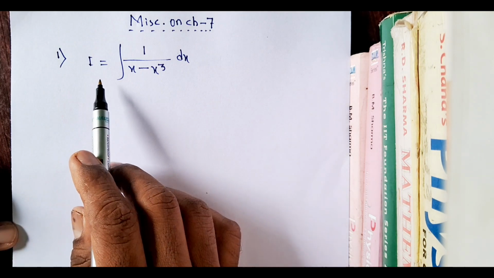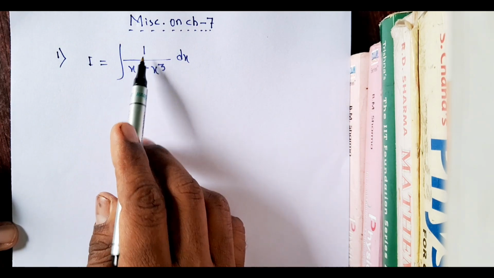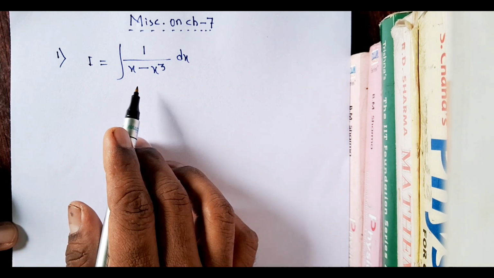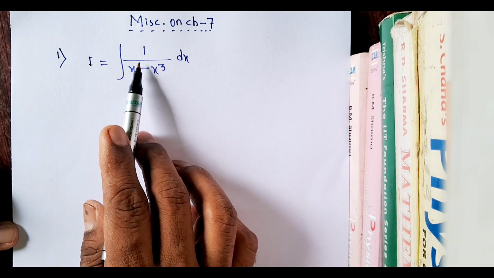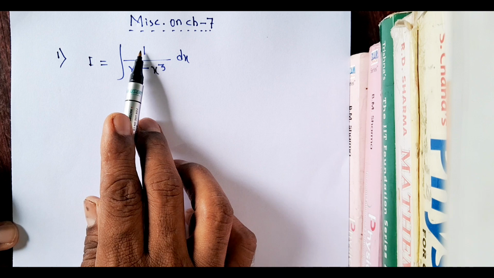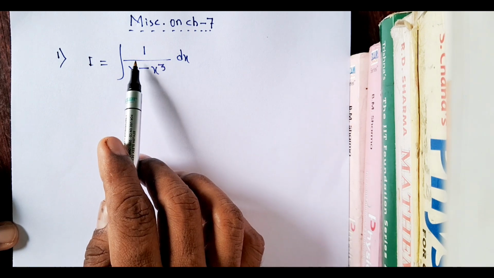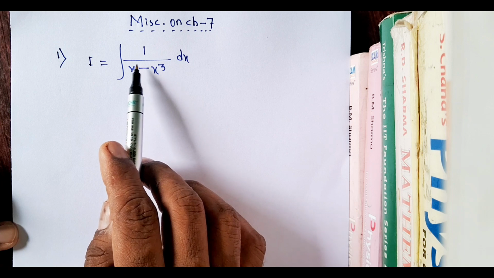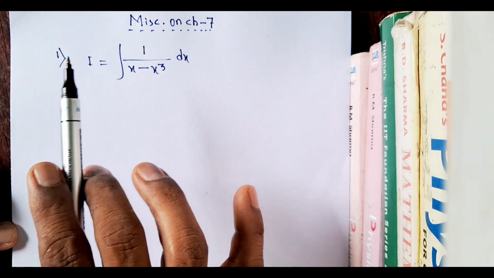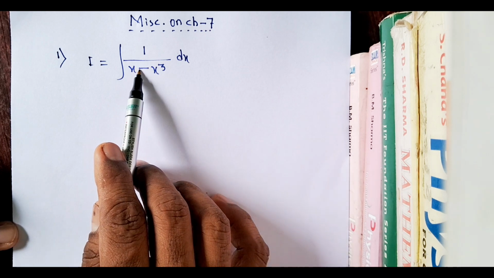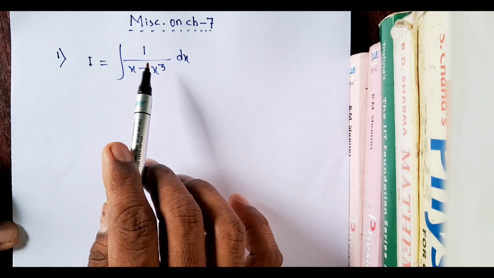Question number 1. Here I is given as integration of 1 by x minus x cube dx. Observing this, you see it's a rational function. One is a constant polynomial and this is a polynomial. Whenever the integrand is a rational function, then the partial fraction method is applicable. So in this case, you have to use the partial fraction method.